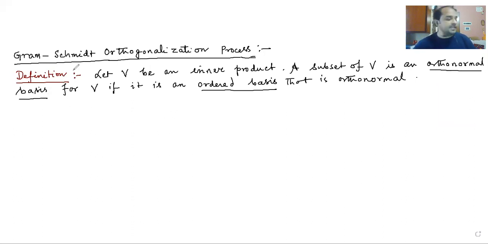The Gram-Schmidt orthogonalization process actually tells us how to construct an orthonormal basis. The Gram-Schmidt orthogonalization process gives us what? It gives us a construction by which we can produce an orthonormal basis. Okay, so I'm going to talk about this construction in today's class.